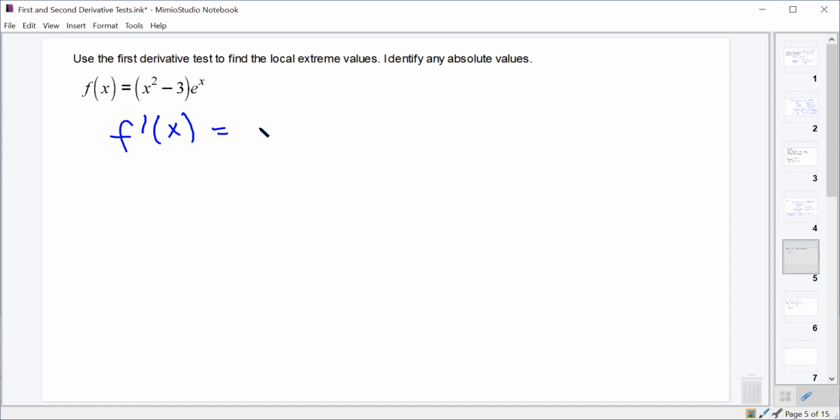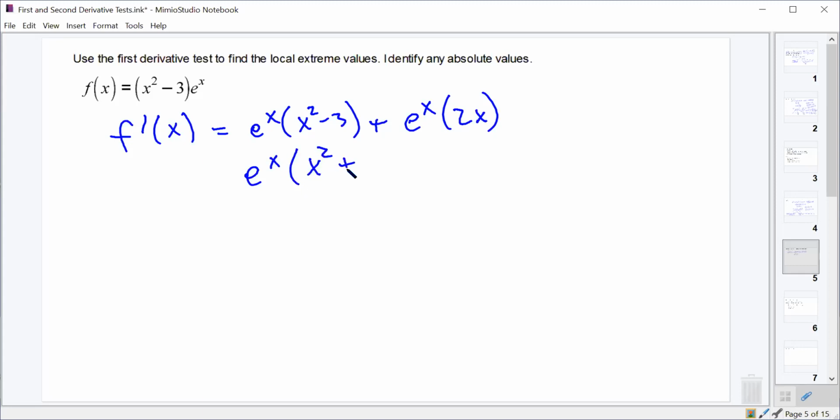I used the product rule, so I got e to the x times x squared minus 3 plus e to the x times 2x. Yep, exactly. And to figure out when that equals 0, we're going to want to factor out the e to the x from it. So that gives us e to the x times x squared plus 2x minus 3, or e to the x times x plus 3 times x minus 1. Everybody good with that? Yes.